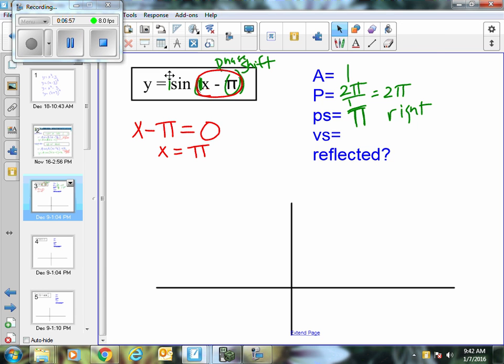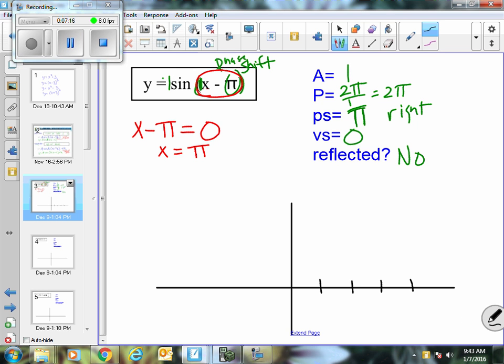All right, for this one, there is no vertical shift. There's nothing being added or subtracted. So I usually just say 0. Some people say none, whatever makes sense to you. And is it reflected? Well, no, because there's no negative out in front with that 1 amplitude value. So it's not reflected. Okay, so here's my process for this. I'm going to go ahead and do my 4 tick marks here.